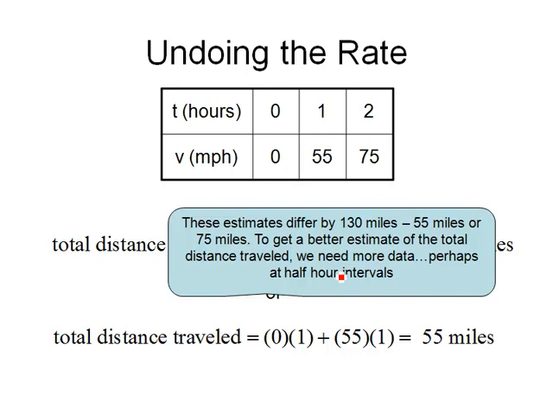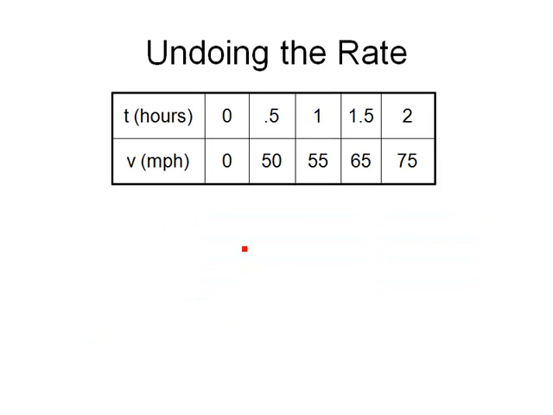These estimates differ by 130 miles minus 55 miles, or 75 miles. To get a better estimate of the total distance traveled, we'd need more data. Perhaps instead of at hour intervals, we'd give it at half-hour intervals. So I've gone ahead and added some more data here.